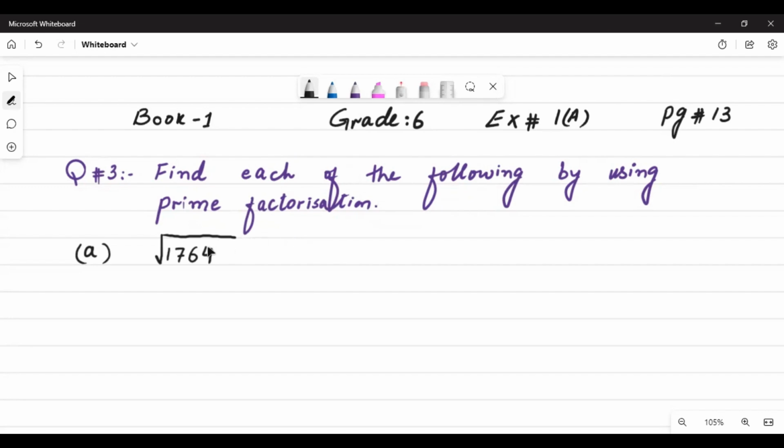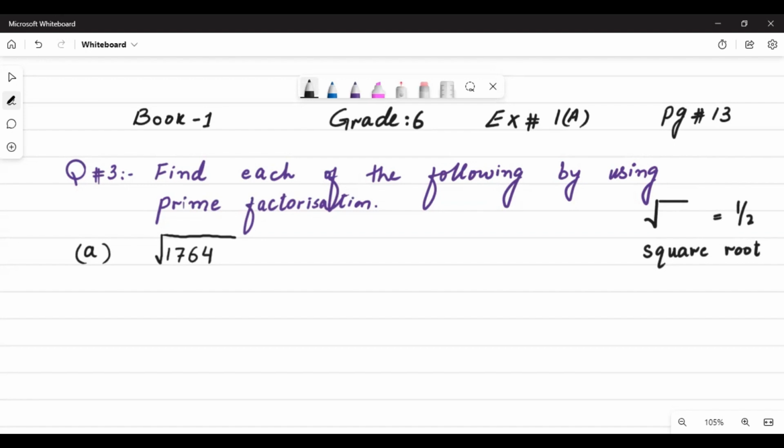First of all, this sign is new for you. What is this sign? This is the sign of square root. When we write this sign, it is the sign of square root, and this square root is equal to the power 1 by 2. It's the value of the square root sign, that is 1 by 2. Okay, so let's start.